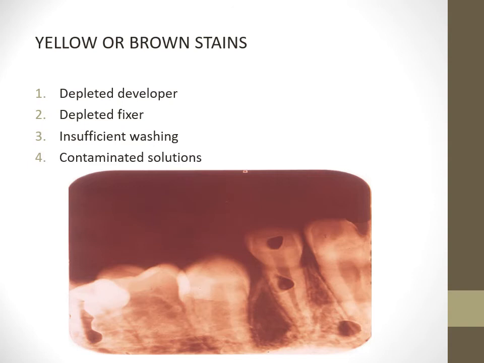See to that after developing, put the film into water, wash it well, then put it in the fixer and again wash. Insufficient washing causes yellow or brown stains. Fourth is a contaminated solution. Contaminated solution, either developer or fixer solution, can cause yellow or brown stain, which is again a faulty radiograph.